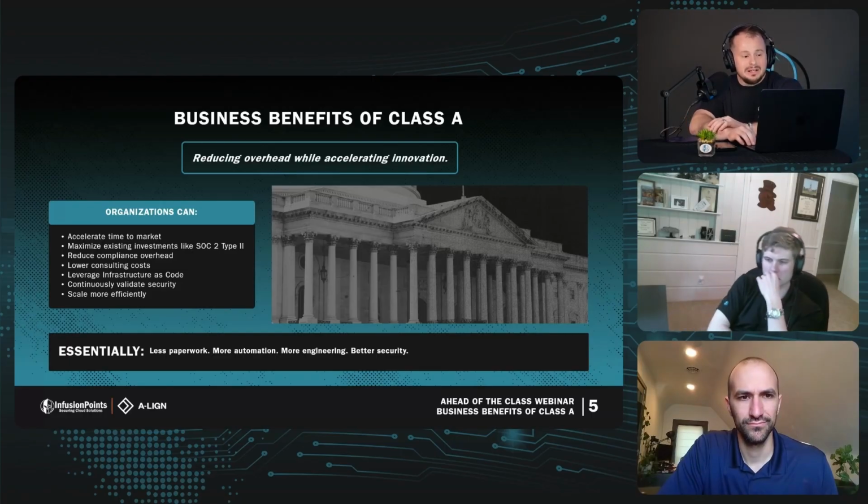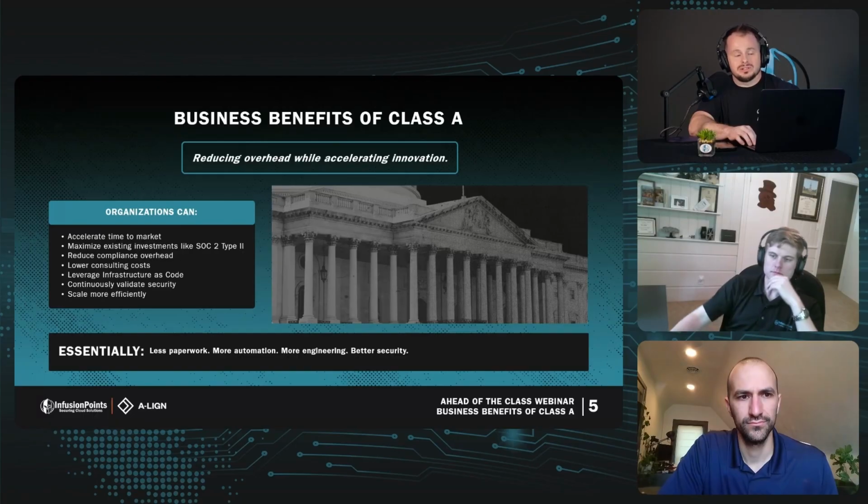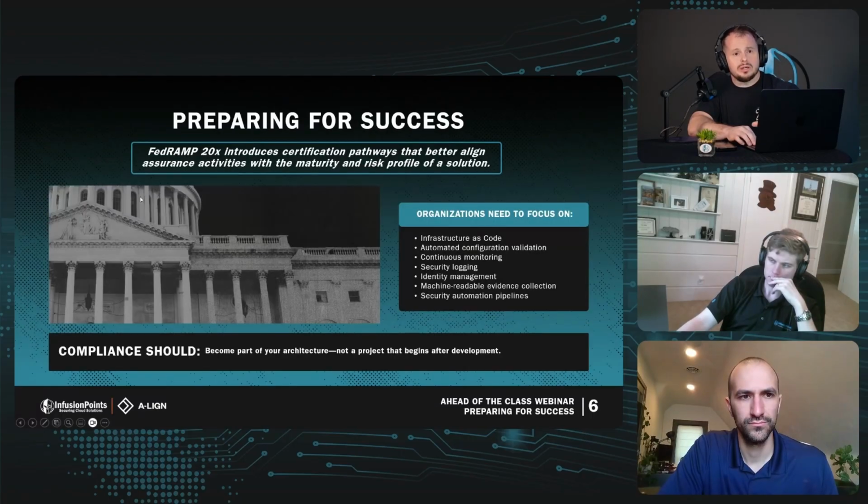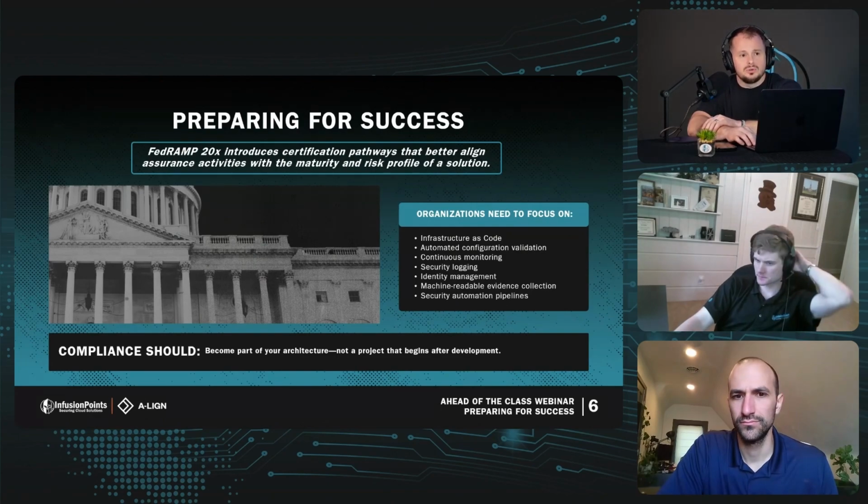So let's go back real quickly. We talked about the business benefits. We've talked about Class A, allowing organizations to jump in that manner. But there is some homework that folks can take away if they're looking to start down this Class A pathway, right? So let's talk about some of the things that they can do now to start preparing for that.